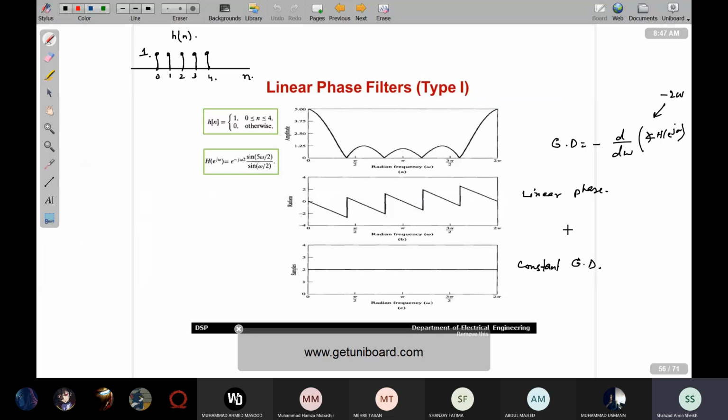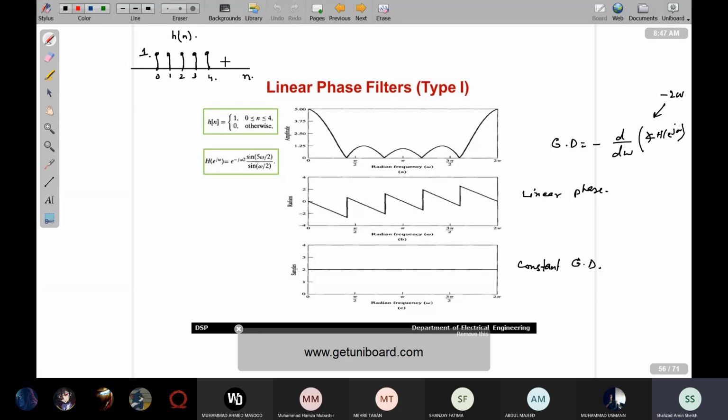Okay, so we were doing linear phase filters, and these are some more examples of type 1, type 2, type 3 and type 4 filters. Here h of n is given as 1 for n between 0 and 4. This is the plot for h of n. It is 1 for n between 0 and 4 and 0 otherwise. As the number of taps is odd, it's a type 1 filter.